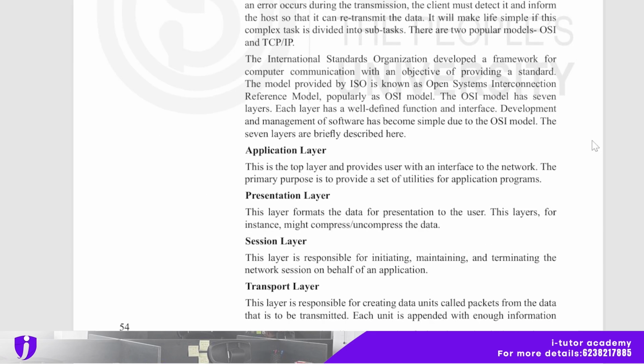Application layer: this is the top layer and provides the user with an interface to the network. The primary purpose is to provide a set of utilities for application programs. And the presentation layer: this layer formats the data for presentation to the user. So the presentation layer is the layer that formats the data. This layer, for instance, might compress or uncompress the data.